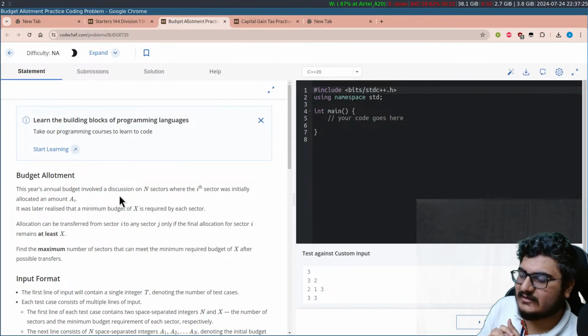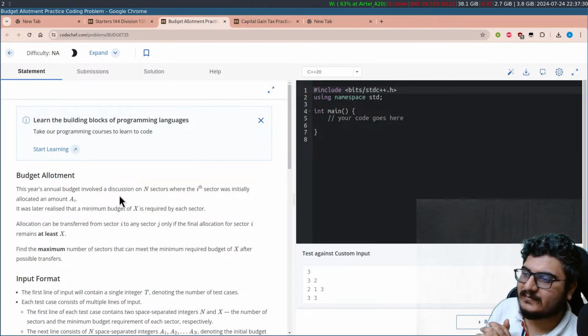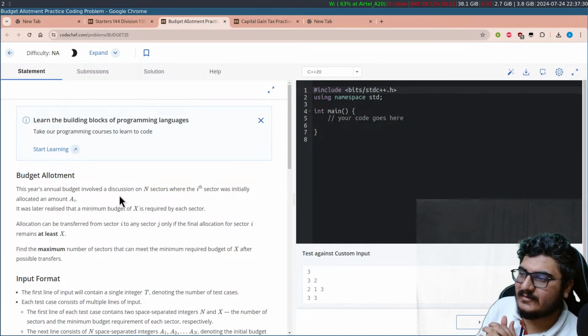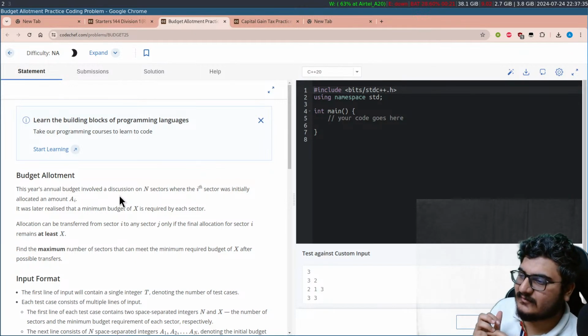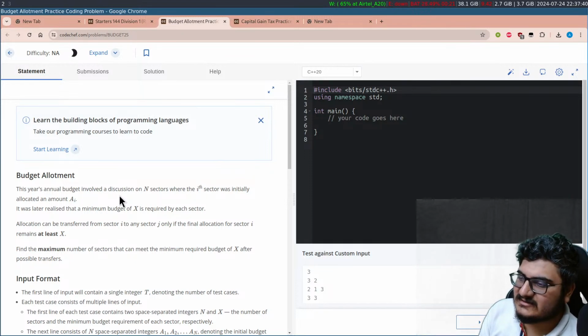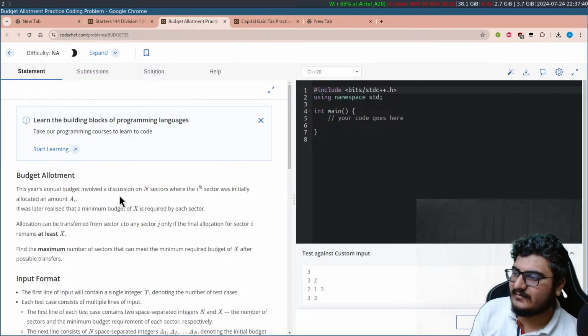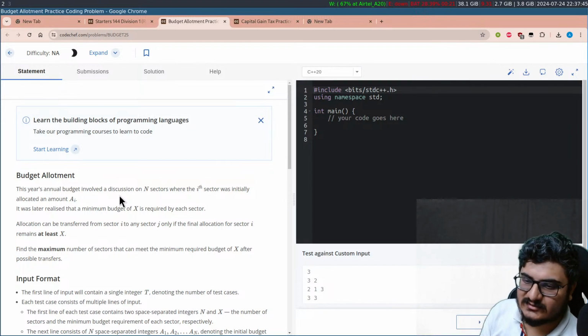This year's annual budget involved a discussion on N sectors where each sector was initially allocated an amount A_I. It was later realized that a minimum budget of X is required by each sector. Allocation can be transferred from sector I to any sector J. Only the final allocation of sector I remains at least X. Find the maximum number of sectors that can meet the minimum budget requirement of X after proper transfers.